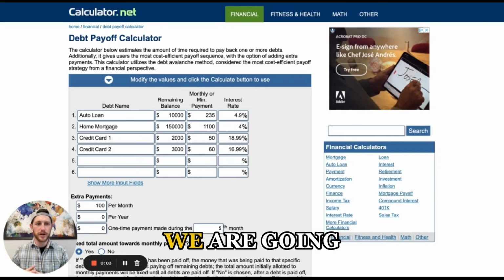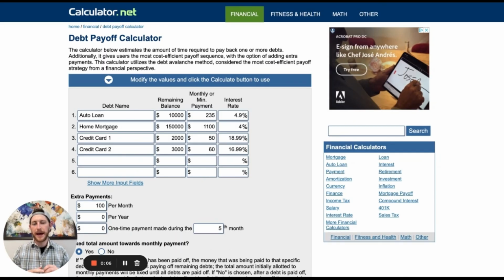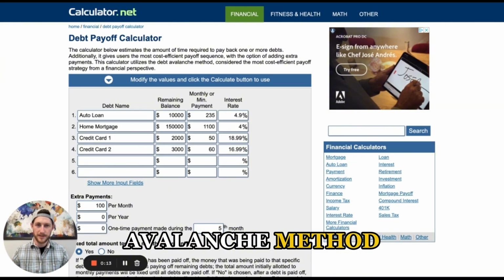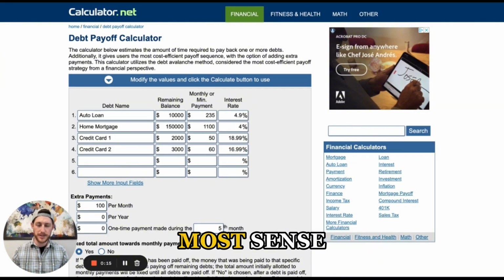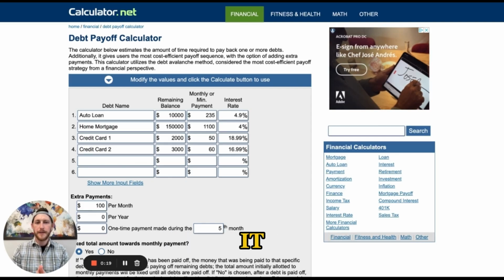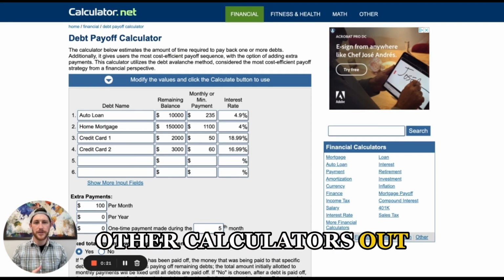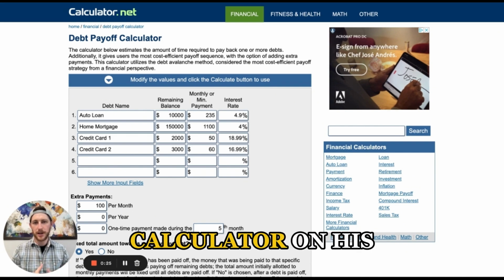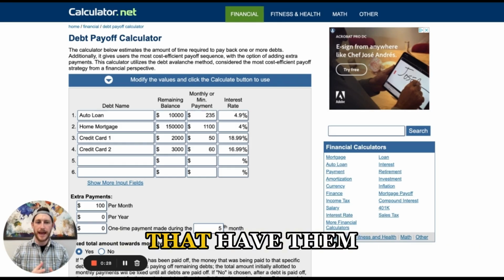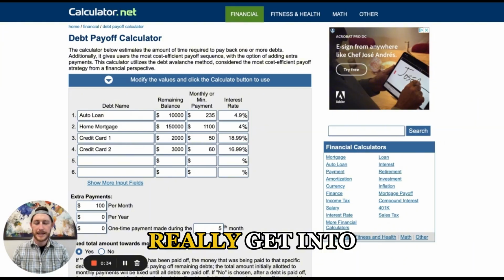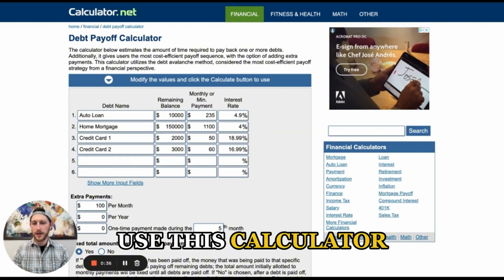In this video, we are going to actually walk through how to structure your debt payoff. Now, this calculator in particular uses the Avalanche method, which, financially, makes the most sense. So we're going to use that here and talk about it. But there are a lot of other calculators out there. If you want to use the snowball method, there's a lot. I know Dave Ramsey has a calculator on his website. There's other places that have them. So you can go find whichever one and really get into the details. But we're going to use this calculator here.